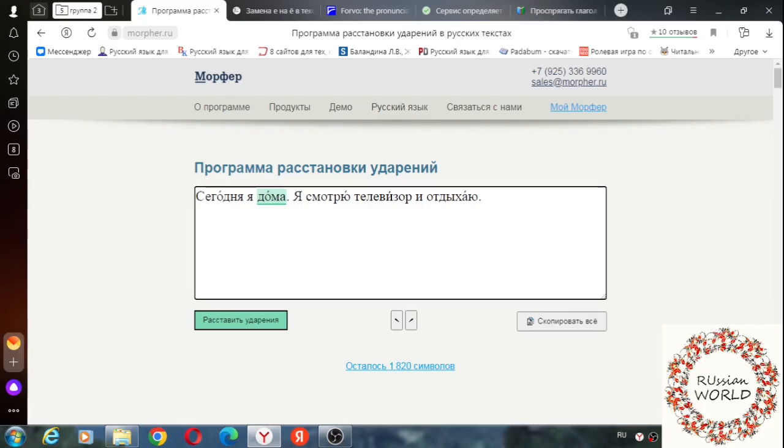But if you need to put stress marks in really huge texts, you have to divide this text to several days. And I adore this program because it is really helpful, and it is helpful for both students and teachers. Okay, so now let's move to the next website.